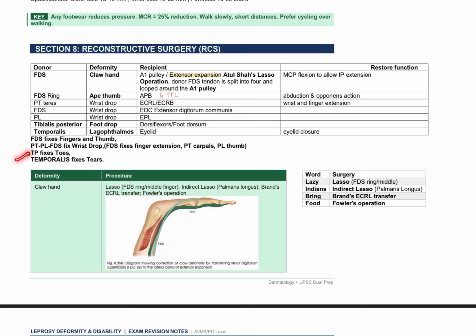Then TP fixes the toes, which means that the tibialis posterior will fix the foot drop, and temporalis fixes tears, which means it will fix the lagophthalmos and restore function of the eyelid closure. So for claw hand, we know that the FDS will fix the fingers. This is the FDS which causes the claw action, and this is the FDP. Now, how to remember the surgeries: Lasso, indirect lasso, Brand's ECRL transfer, and Fowler's operation, that is, lazy Indians bring food.